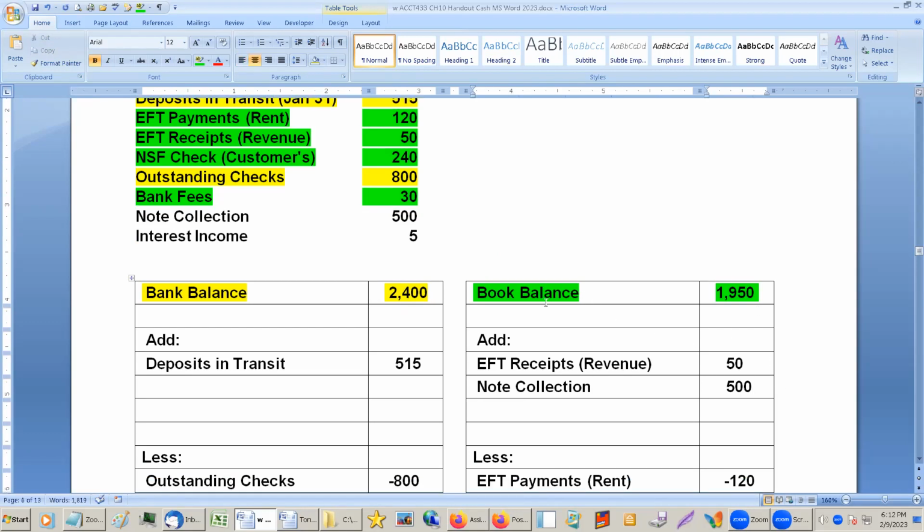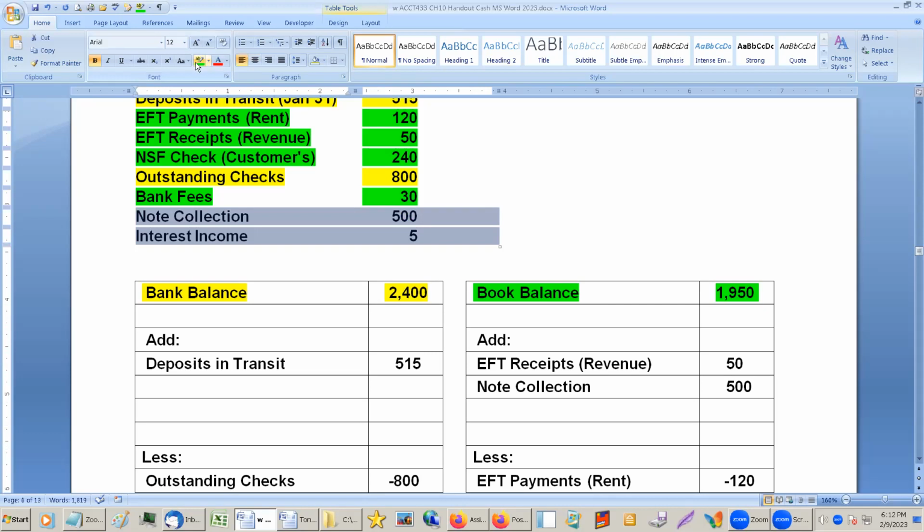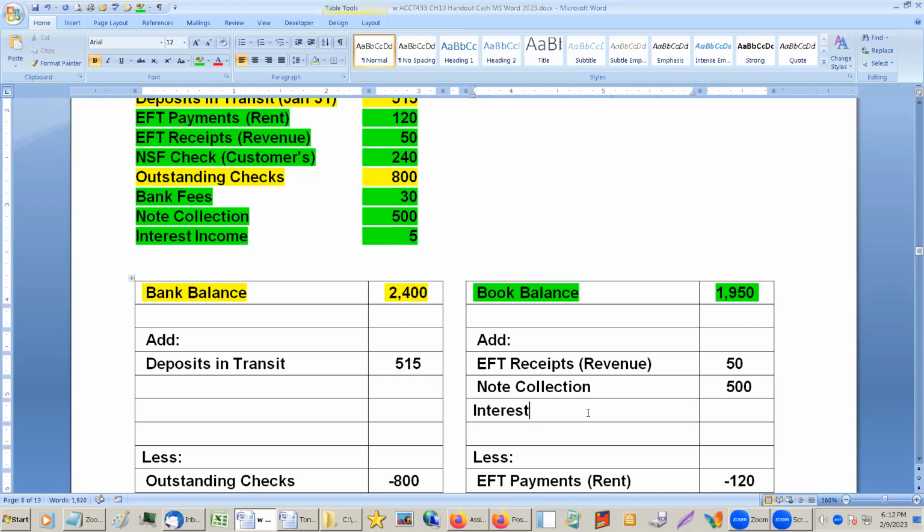And interest income. You're going to adjust the book side. Probably the same thing: when you get the bank statement, they'll tell you what interest you have.